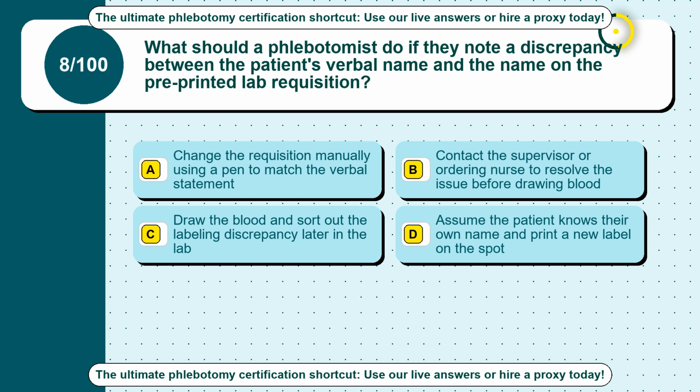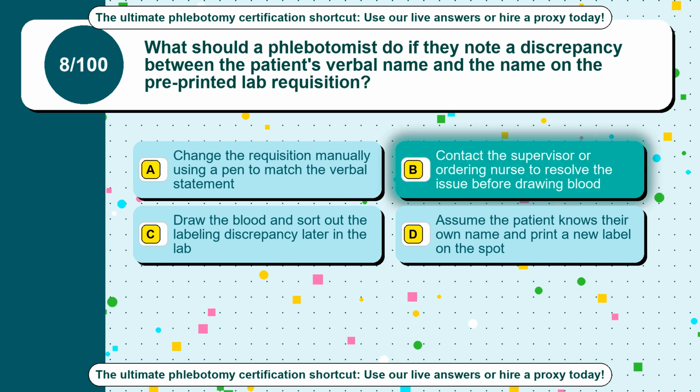Contact the supervisor or ordering nurse to resolve the issue before drawing blood. Option C. Draw the blood and sort out the labeling discrepancy later in the lab. Option D. Assume the patient knows their own name and print a new label on the spot. The correct answer is option B.